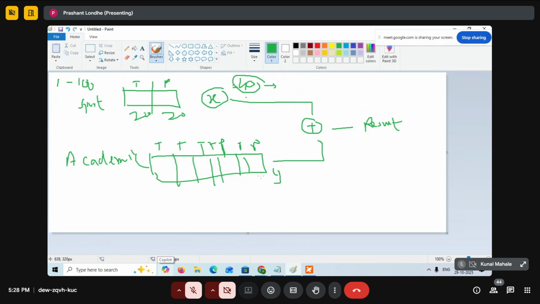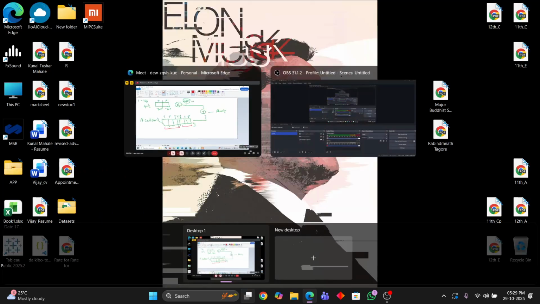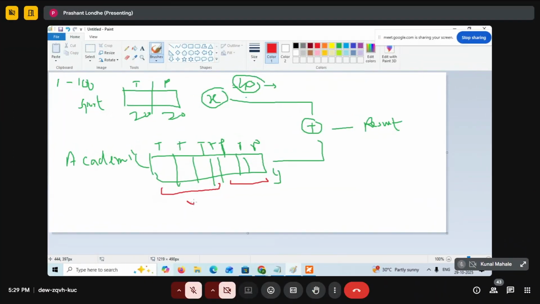For example, suppose the 4 theory marks have arrived, but the practical marks are not ready. In that case, as you have calculated all the theory marks, let me call it Y1. So Y1 will be stored somewhere. And then once your practical marks are ready, they will be added to that. So what will happen? Initially, for calculating Y1, you have executed the addition of 4 subjects.